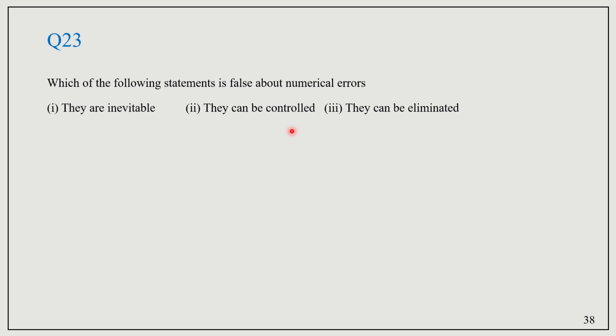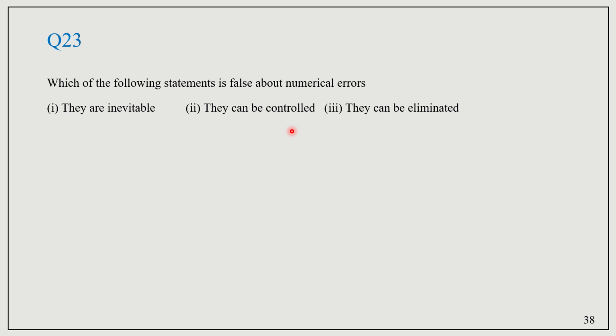Second one is they can be controlled. Yes, they can be controlled by adjusting the time step or the grid spacing. We can minimize the errors, we can have a check on that error and ensure that it is below a critical value and it is minimizing. We can control those errors. So the second one is also true. Third one states that they can be eliminated.